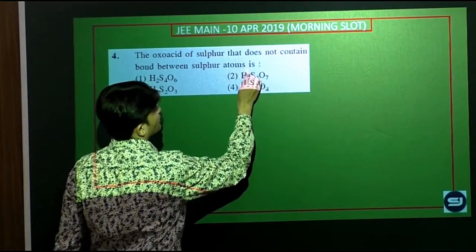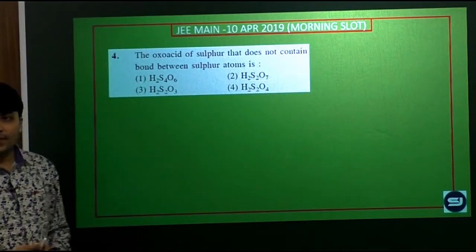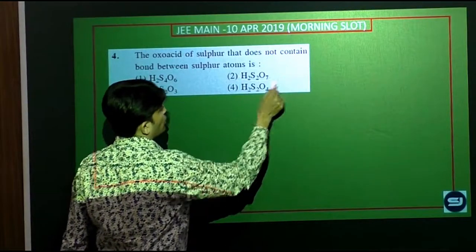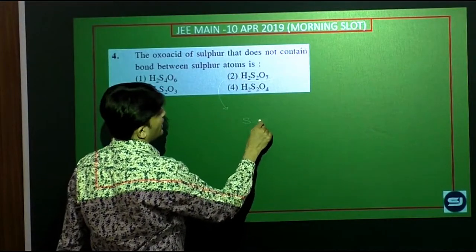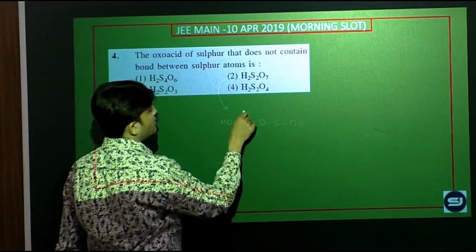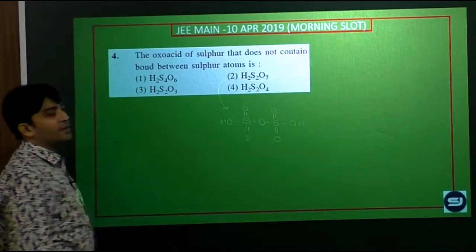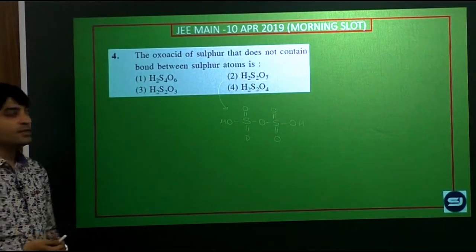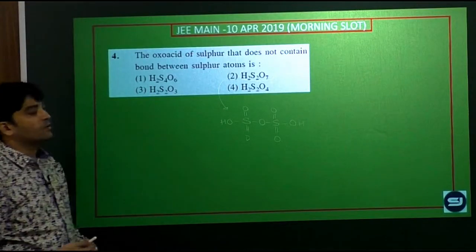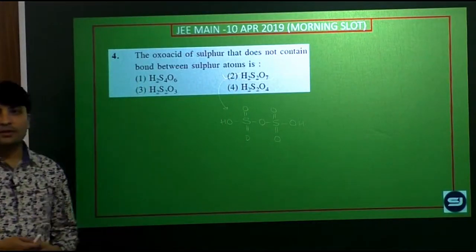H2S2O7 is a famous molecular formula of pyrosulfuric acid, which is also referred to as oleum, which was used in the manufacture of sulfuric acid. And oleum or the pyro acid always has the SOS linkage. If I complete the structure, it will have OH on either side bonded to S, and the sulfurs would be joined by oxygen with a single bond. Meaning oleum is the only molecule which will not have the SS linkage because it has a SOS linkage. In fact, all the other molecules will have the SS linkage. So the answer is 2, but I would like to discuss all the other options as well.